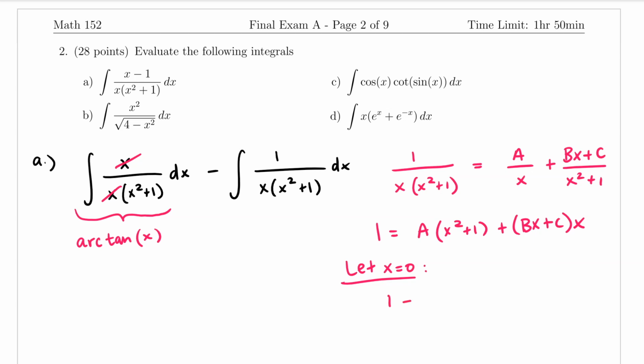So the left-hand side is going to be 1. The right-hand side will be a times 0 squared plus 1. And then here, if we replace x with 0, that's going to make that whole term disappear. So this is going to simplify to 1, and so we get a is equal to 1. So let's replace those.